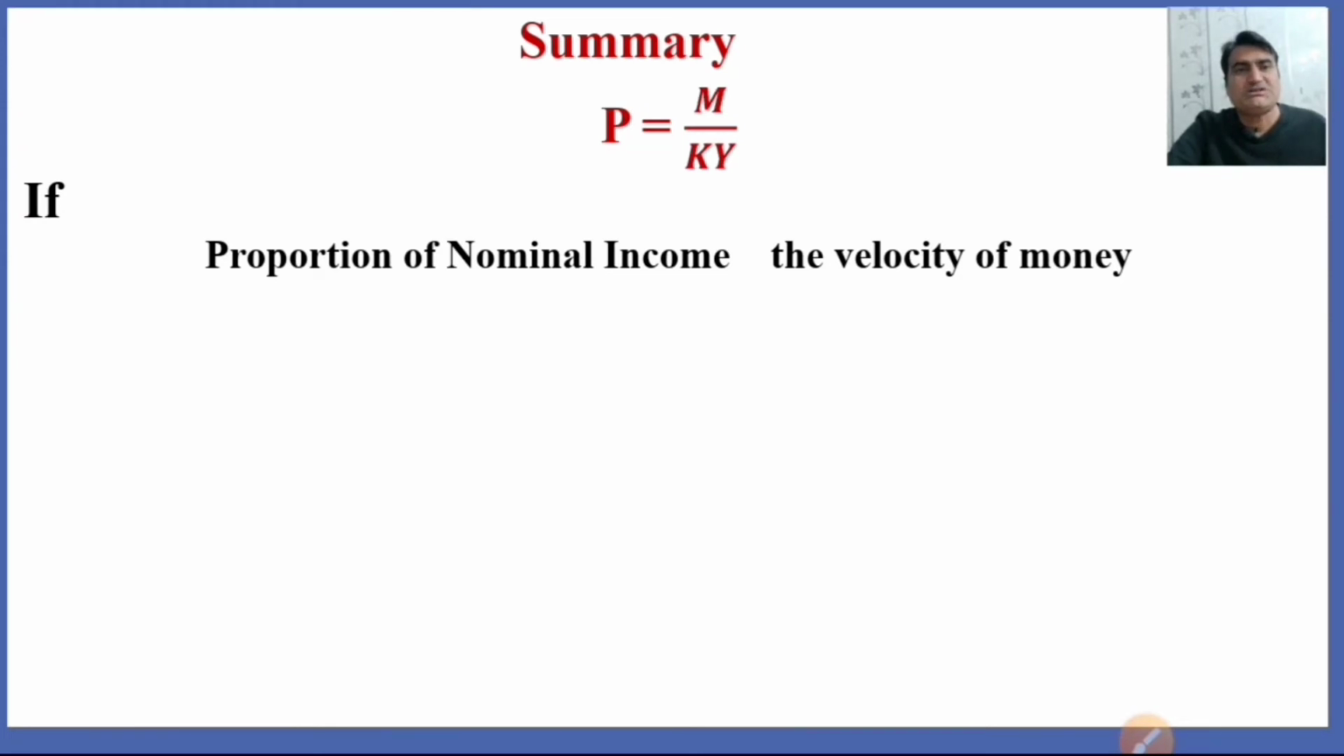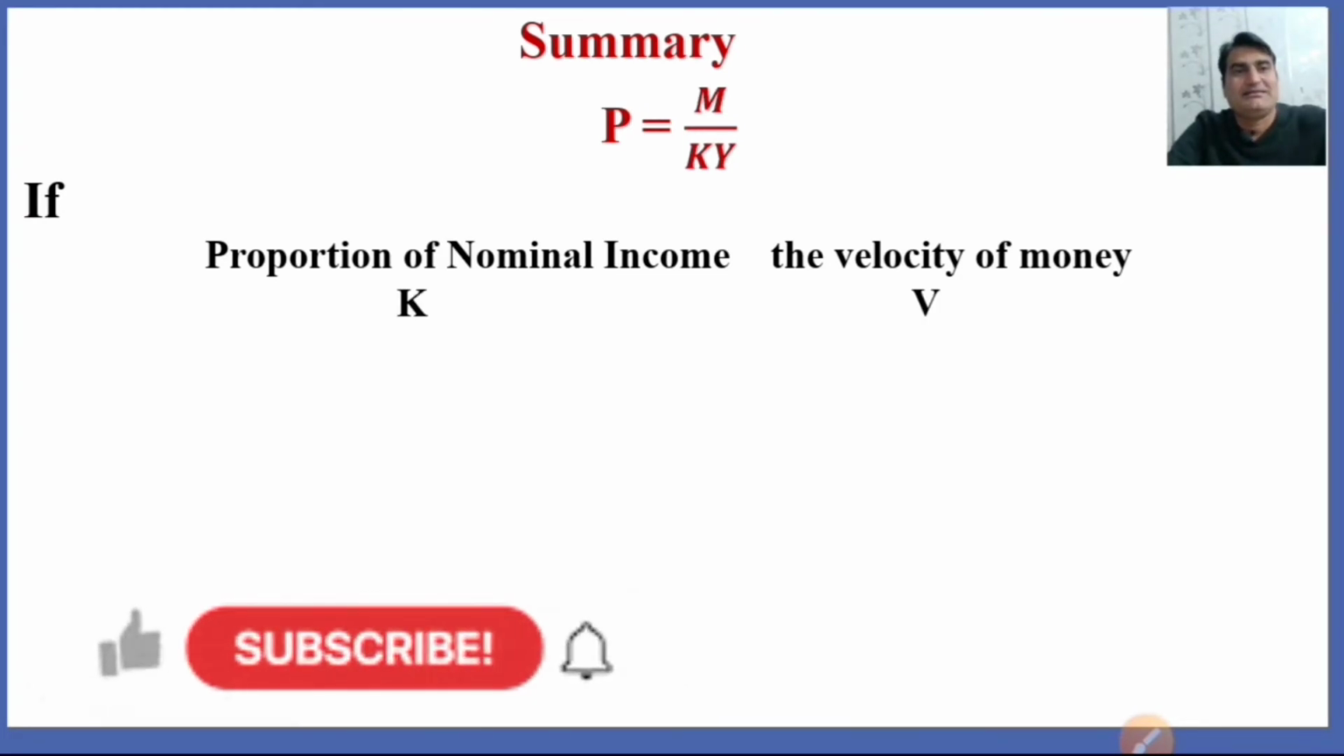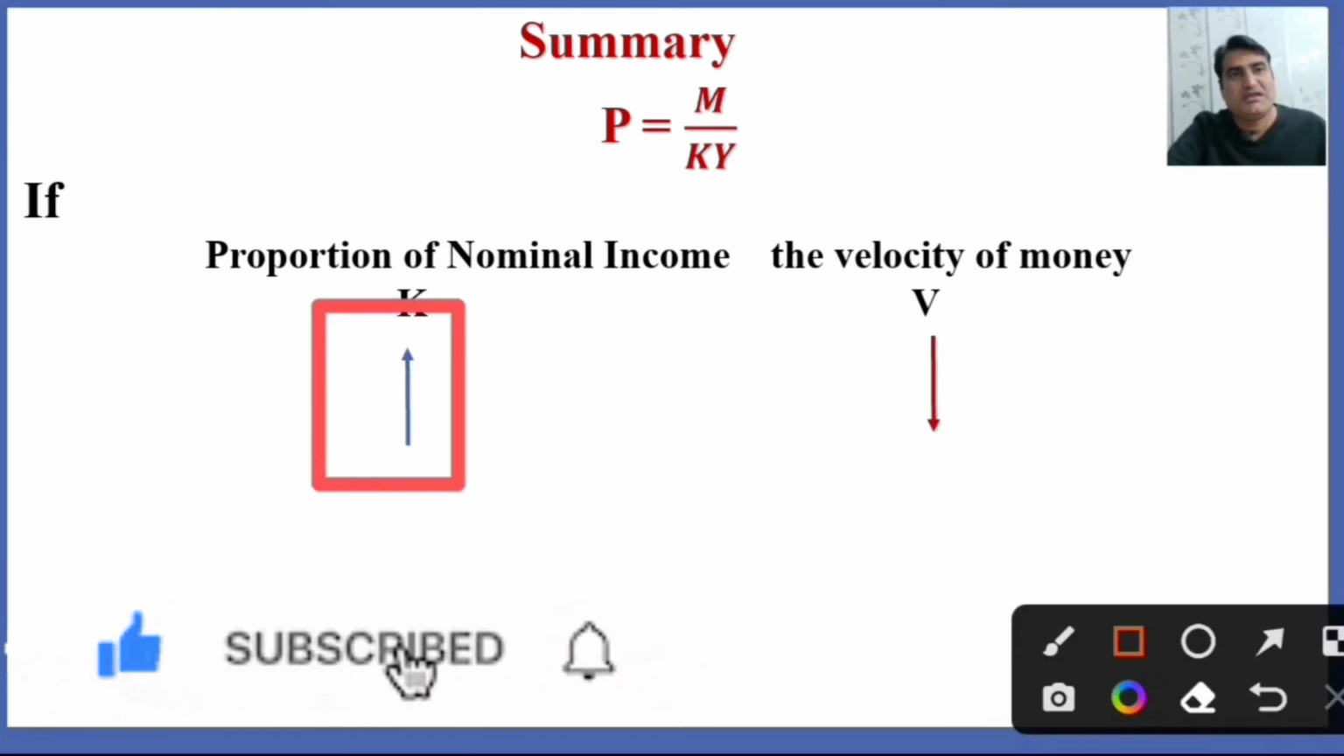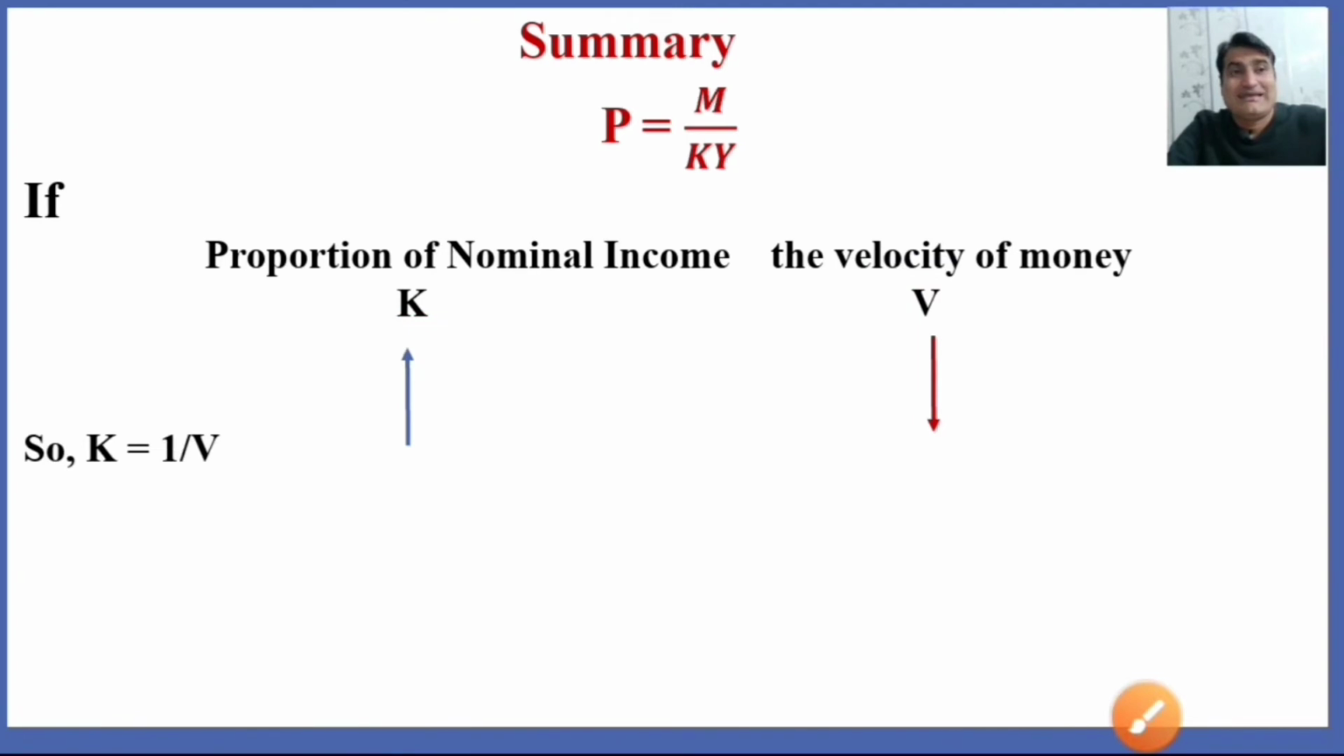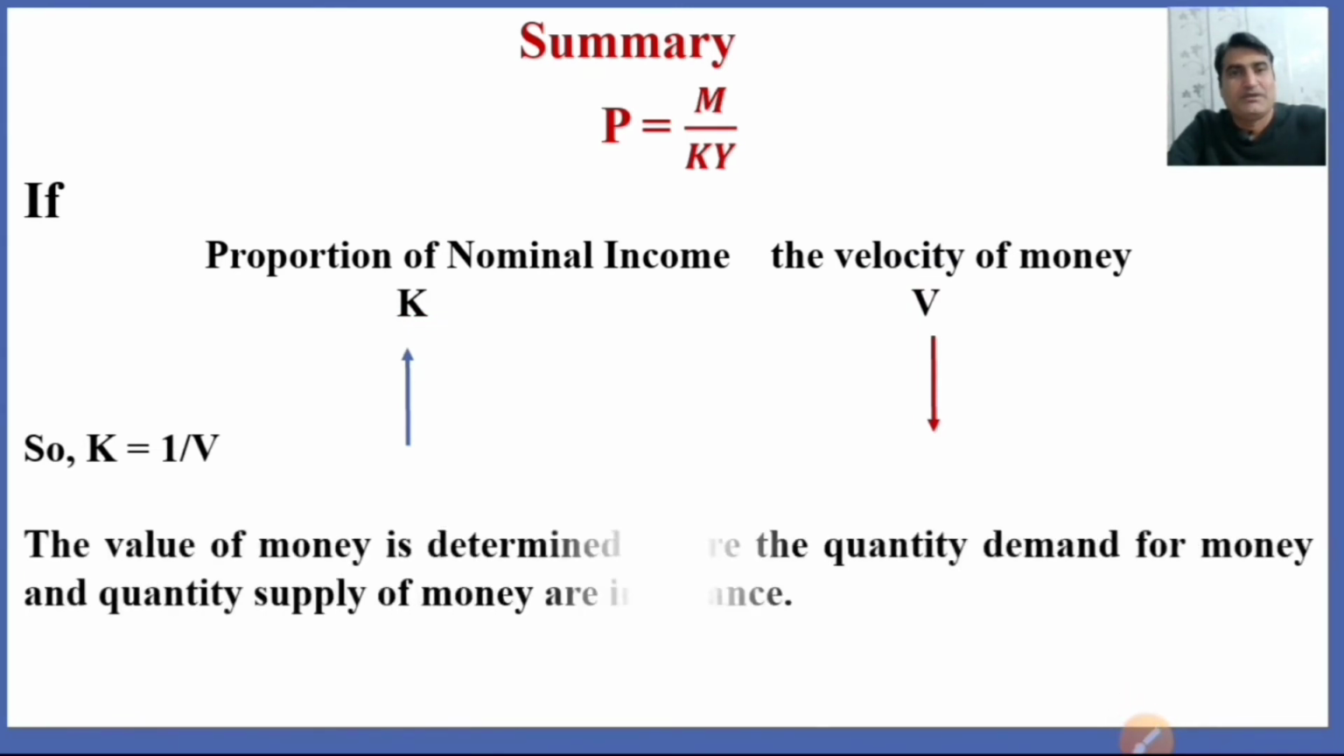It means as the real income Y increases, the demand for money also increases. If the proportion of nominal income increases, the velocity of money decreases, because when people save more for the precautionary motive, they would spend less. So as a result, the circulation of money decreases, velocity of money decreases. K is inversely proportional to velocity of money. The value of money is determined where the quantity demanded for money and quantity supplied of money are in balance.